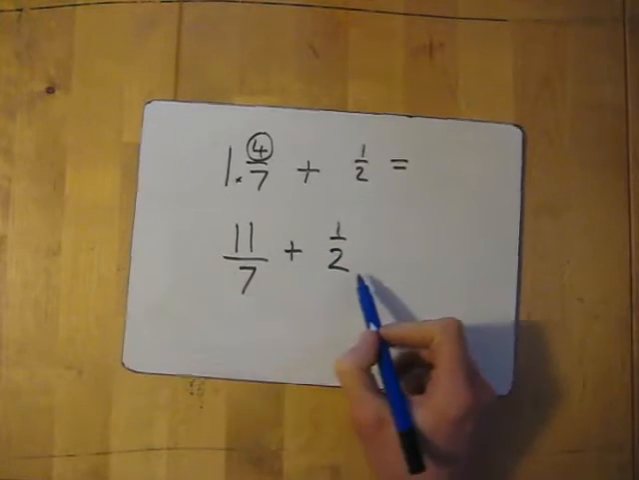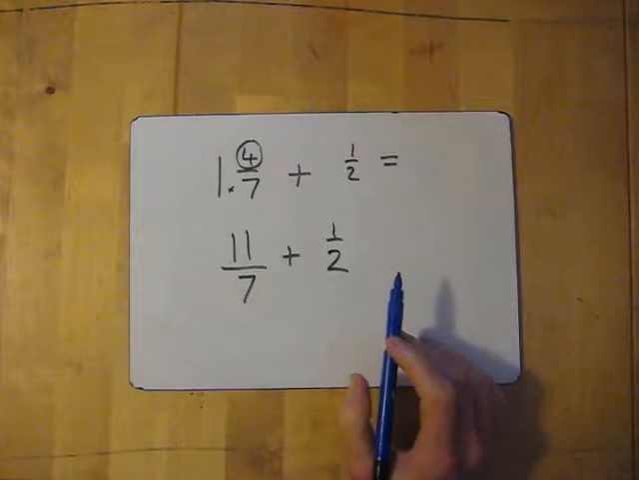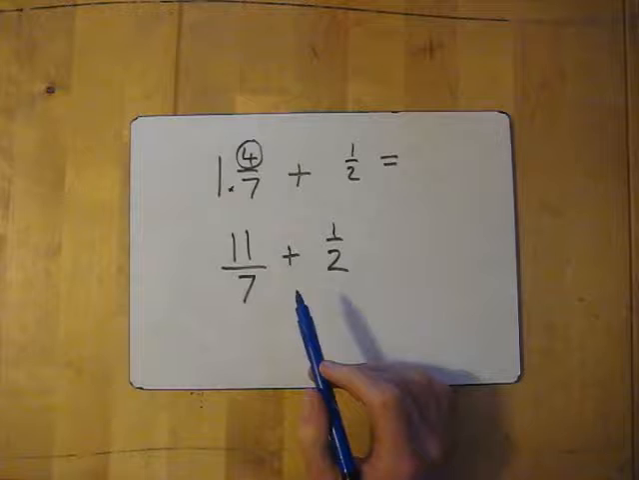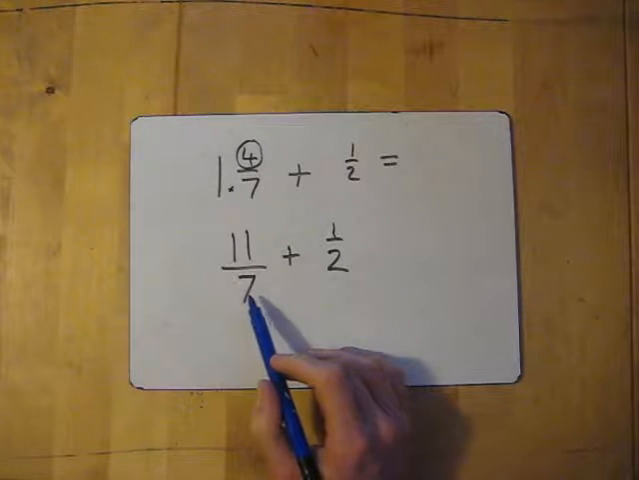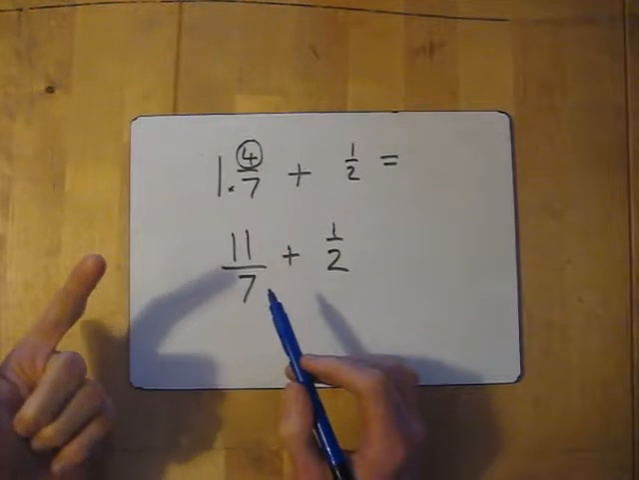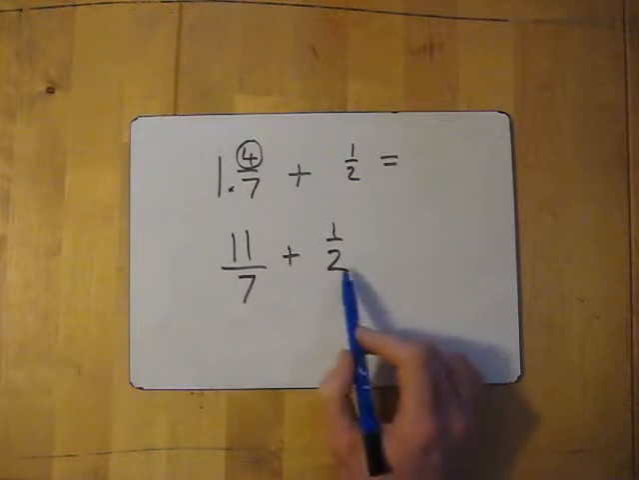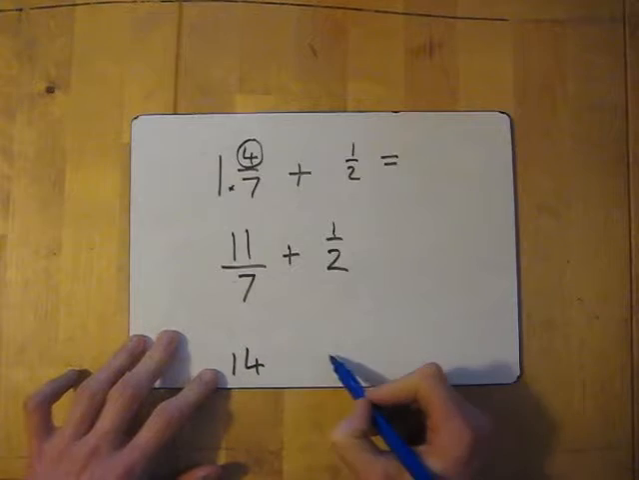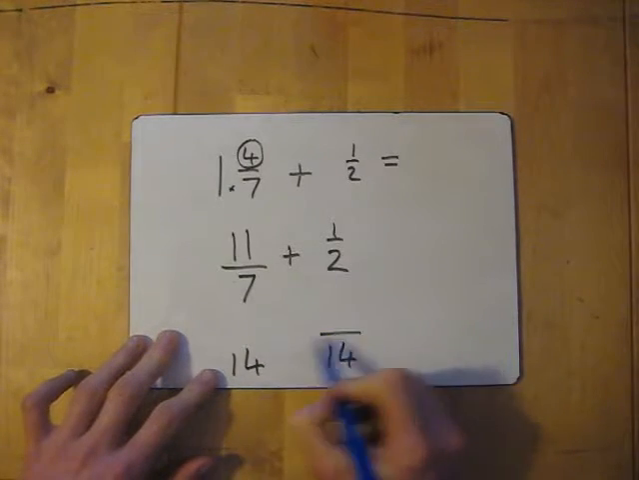So we need the same denominator. We haven't quite got it yet, so we're going to look. 2 obviously doesn't fit into 7, as it's not going to be the same multiple. So we'll look at 7. The next multiple of 7 is 14. So 14 works. 2 obviously fits into 14. So our common multiple is 14.